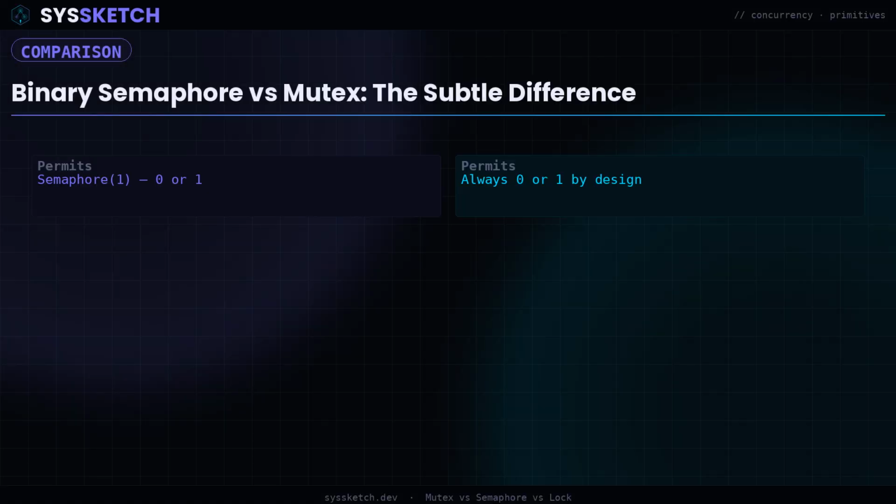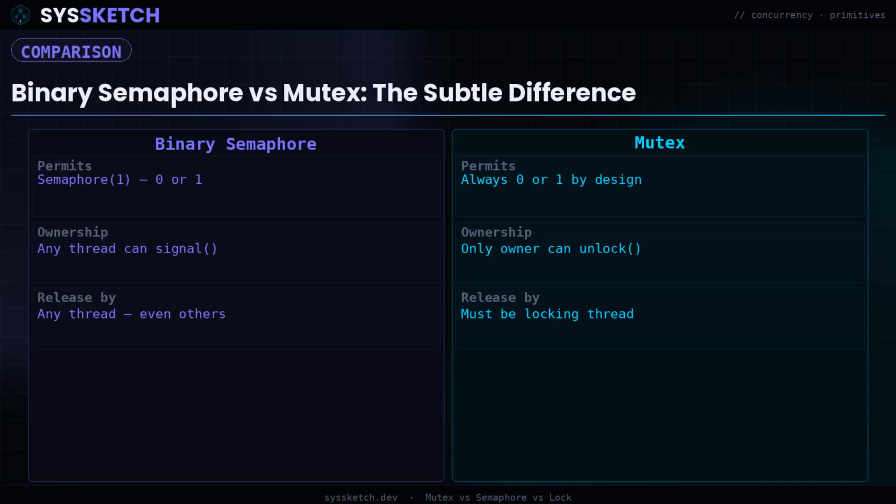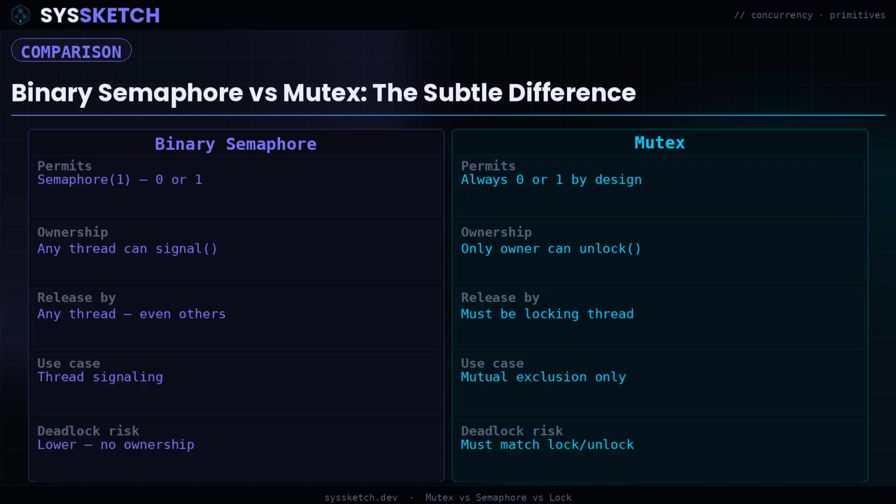Binary semaphore and mutex look identical on the surface. Both have a value of 0 or 1, but the ownership rule is what separates them. A mutex has an owner. Only the locking thread can unlock. A binary semaphore has no owner. Any thread can signal it.